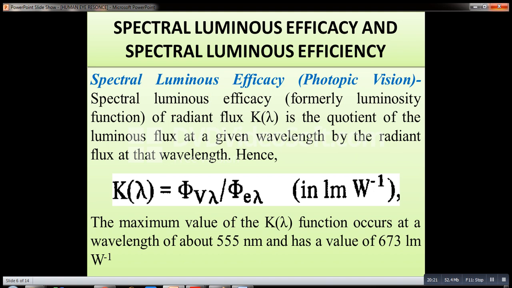Is this right? Do you understand what luminous efficacy means? Now we will continue in explanation of the meaning of luminous efficacy.